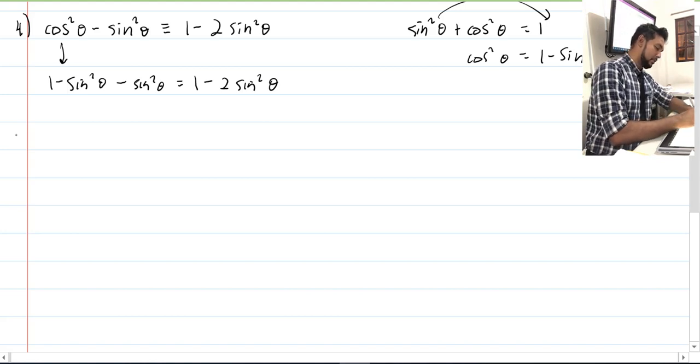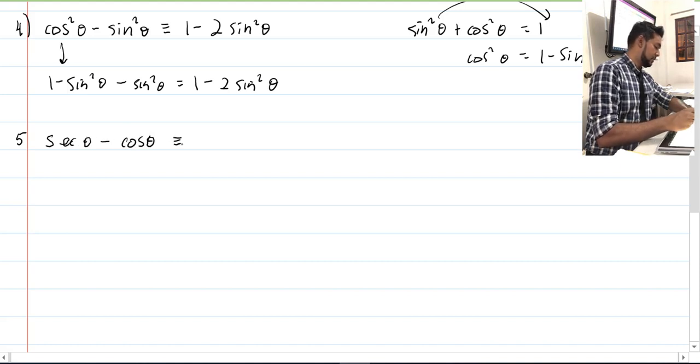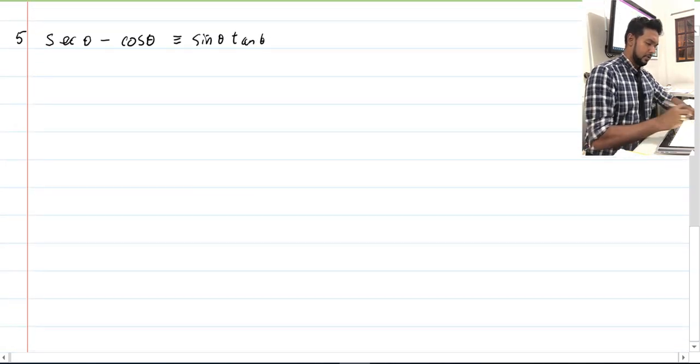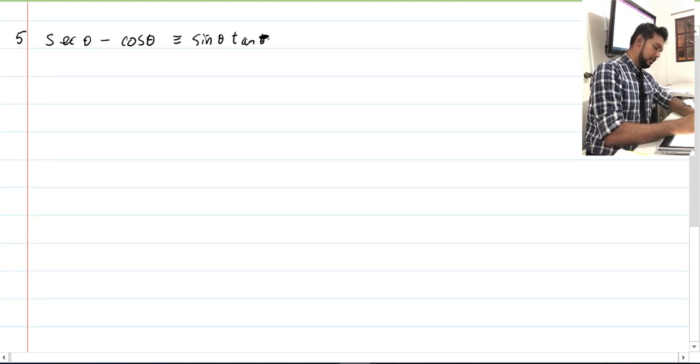Anyhow, number 5. Okay, we have sec theta minus cos theta is identical to sine theta by tan theta. Alright, so the left hand side looks kind of bare bones, but I mean sec theta is 1 over cos, right?